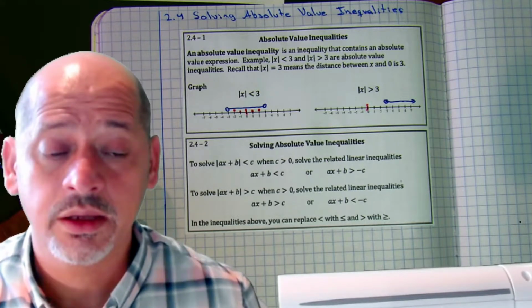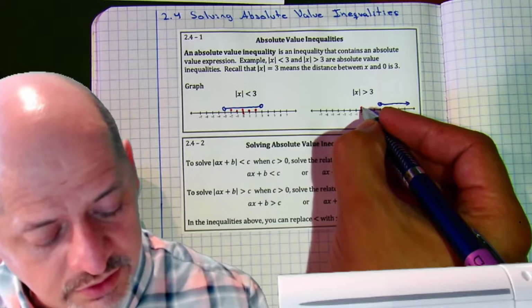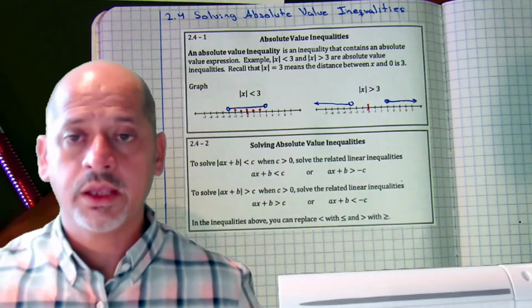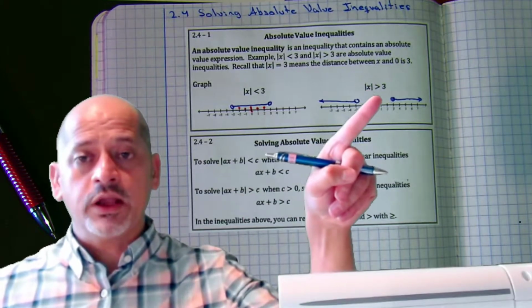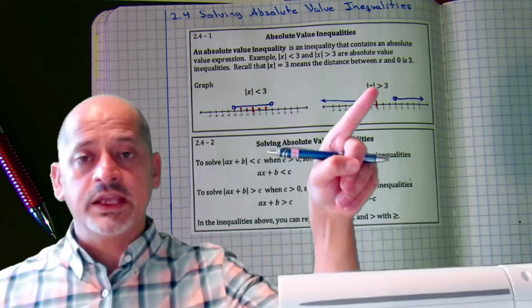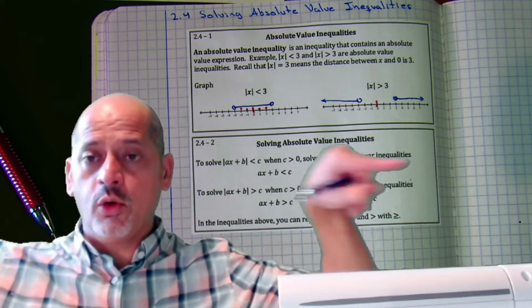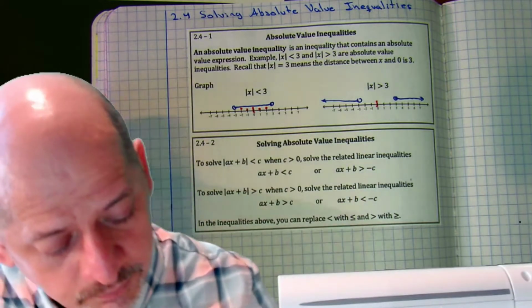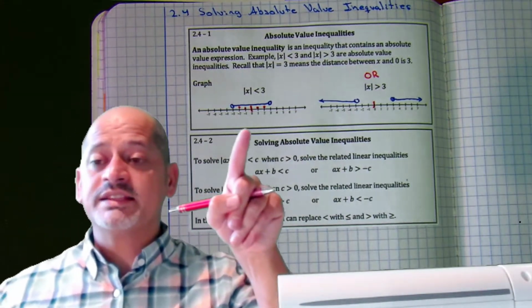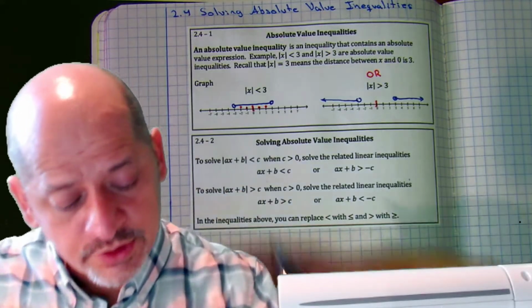Do you agree? Or it can be to the left, and anything beyond negative 3. So therefore, if the absolute value of x is greater than 3, it has to be an OR. So let's write that down. This will be an OR. And remember that whenever it's connected, say AND. So this will be an AND.